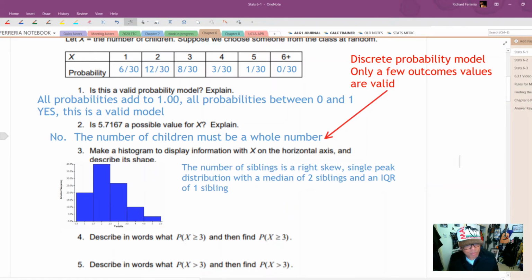Then we're supposed to describe the shape, and this is a bit of a throwback question. The number of siblings is a right skew, single peak distribution with a median of 2 siblings and an IQR of 1 sibling. Remember that is center, shape, variability, and unusual features. There are no outliers in this distribution, so it might be a good idea to mention that.